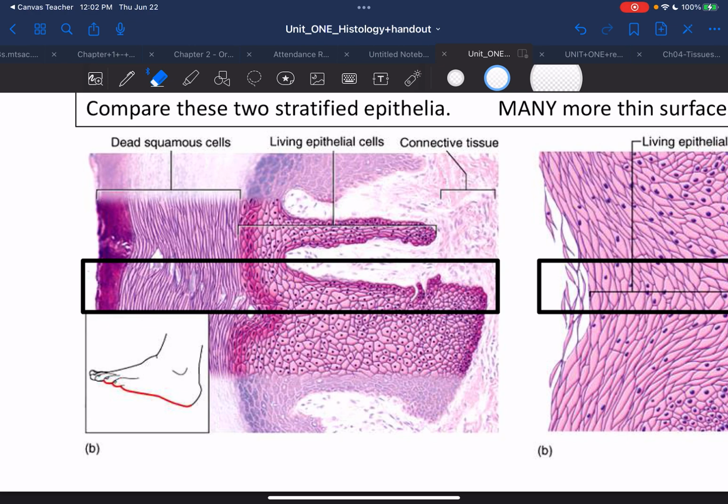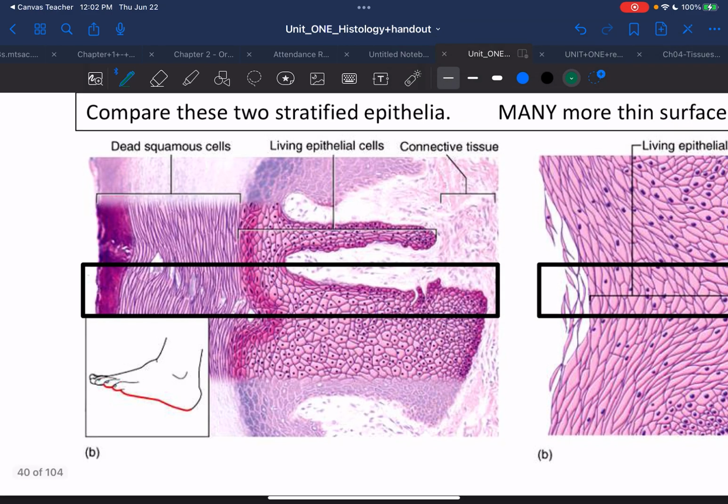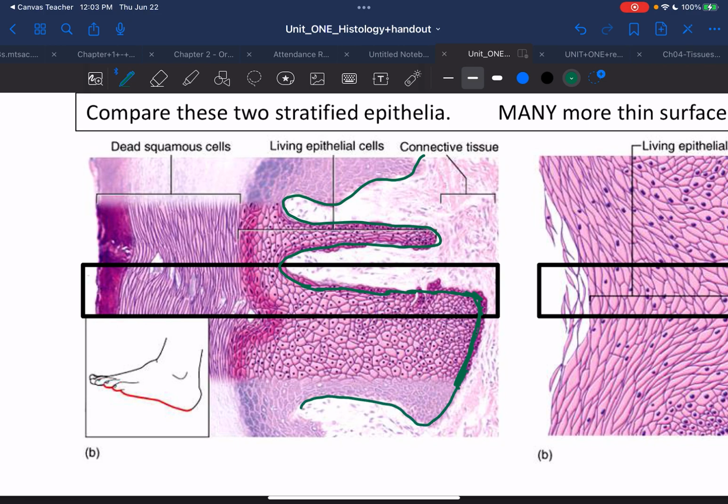Let's pick up a green color and make this a little bigger. So all of this would be your basal side. And what's the membrane that's going to be attached to all that green there? The basement membrane. Nothing's changed. And then the opposite side, what's the opposite of basal side? The apical side.